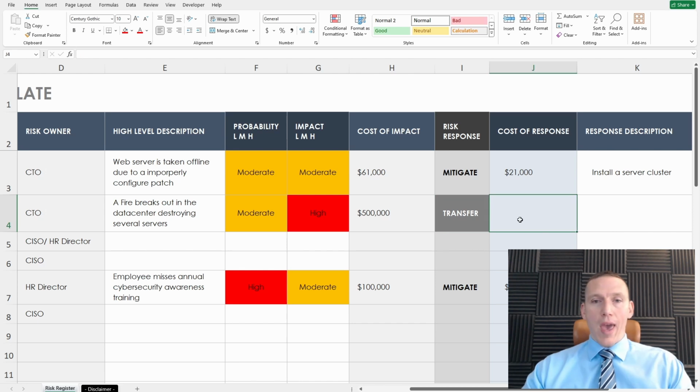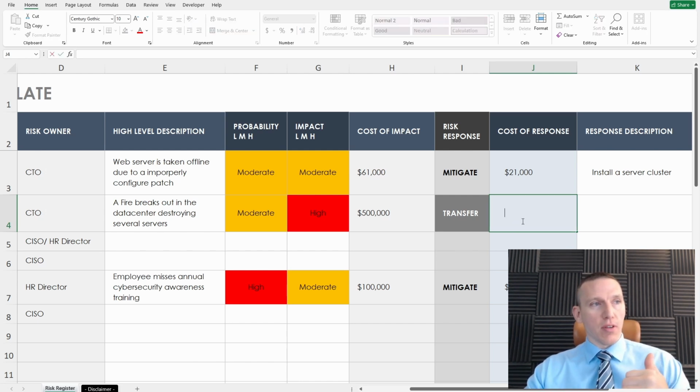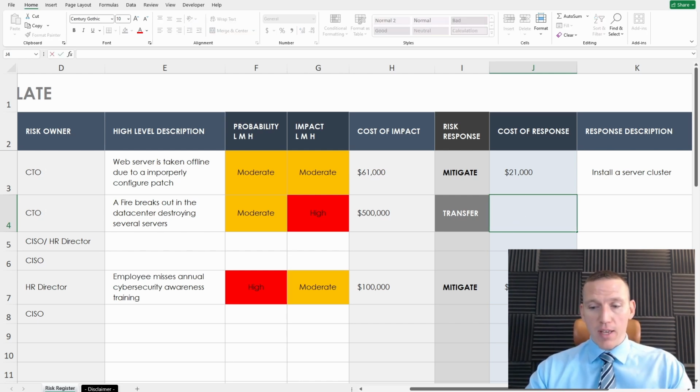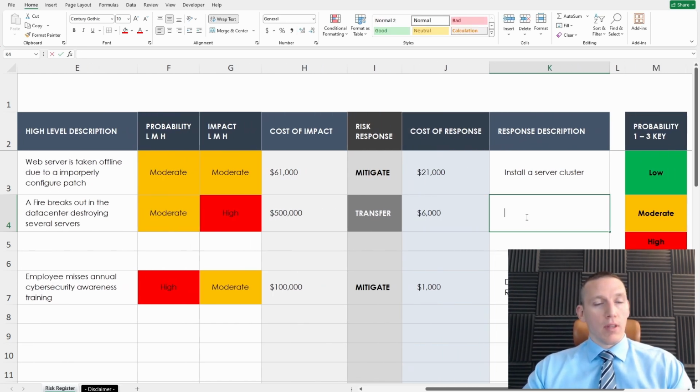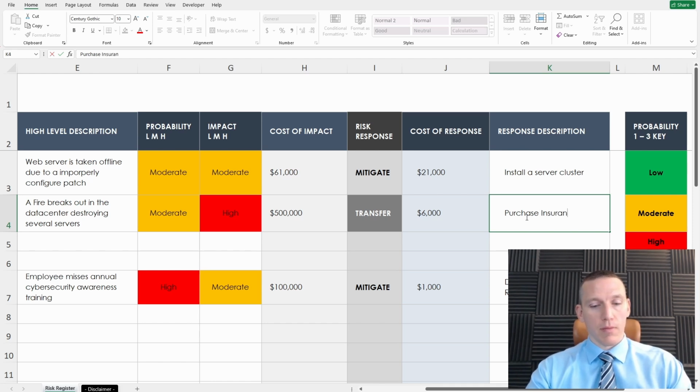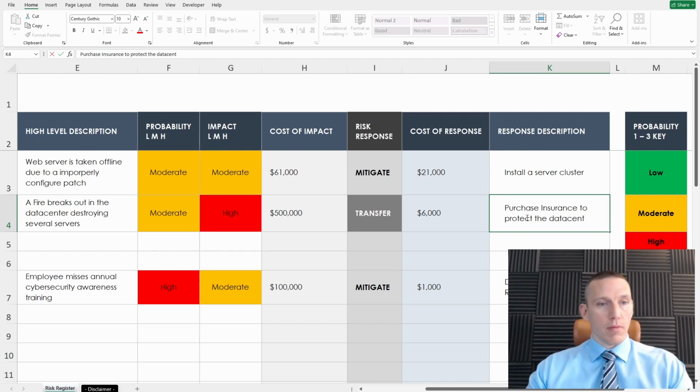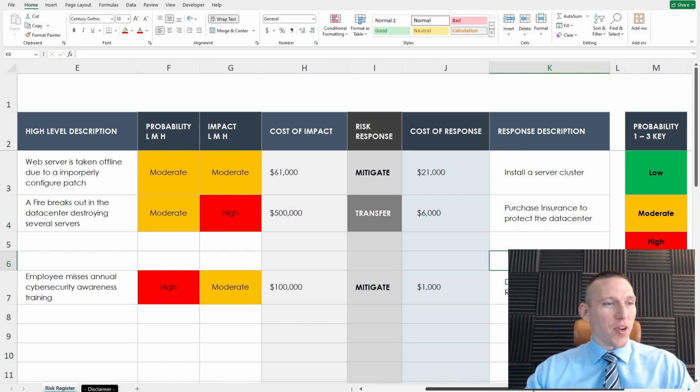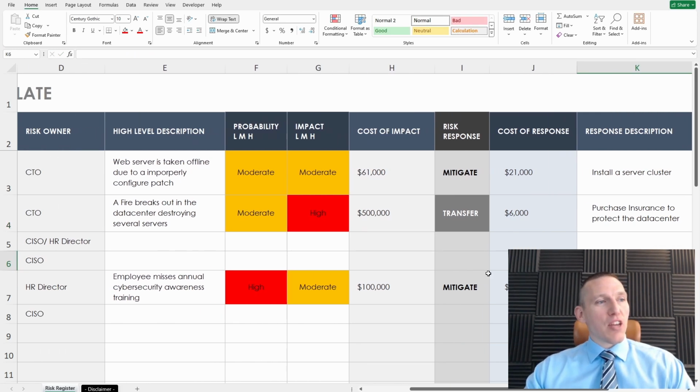And we could choose to have fire insurance or cyber risk insurance. Insurance is a way that we would transfer our risk, okay? And that insurance might only cost us $6,000 per year. And spelling, that's definitely important when you're filling out these risk registers. Okay, so we have mitigate, transfer.